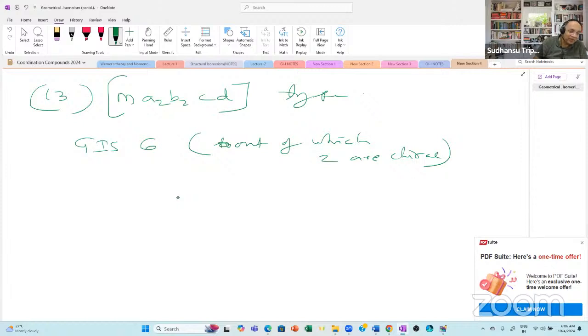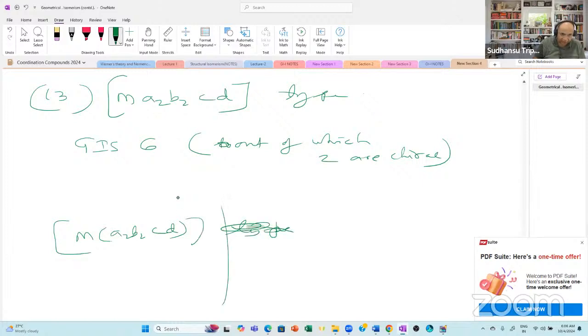So in the box, you write down M, A2, B2, CD. The type is already written at the top. Then here it is 6, here it is 2, total is 8.